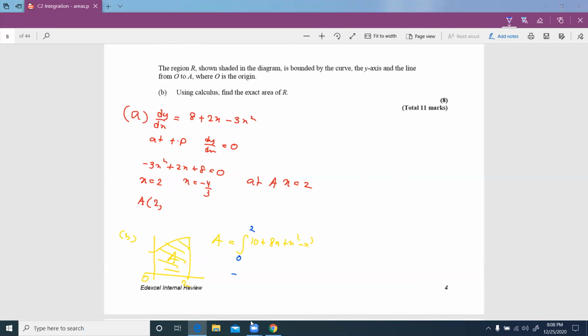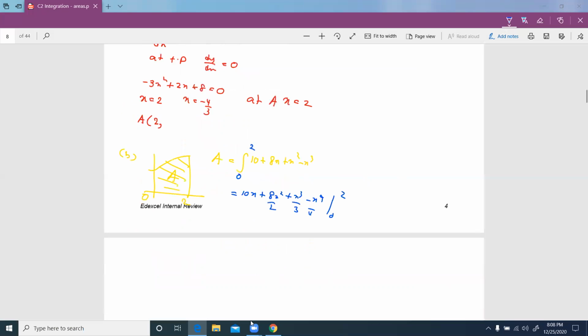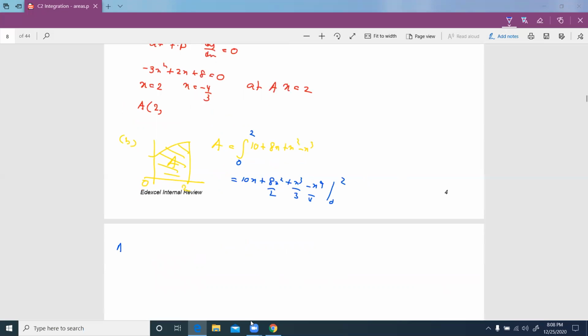So if you do this integration, that is 10x plus 8x squared divided by 2 plus x cubed over 3 minus x to the power 4 over 4, from 0 to 2. So simply you can get this area A. Substitute the upper bound, which is 2: 10 times 2 plus 8 divided by 2 is 4 times 2 squared plus 2 cubed over 3 minus 2 to the power 4 over 4. Then minus the lower bound.